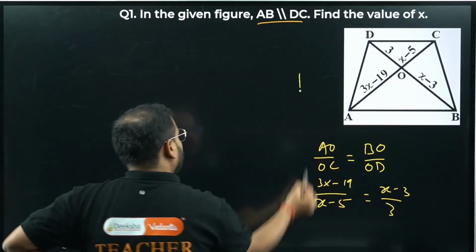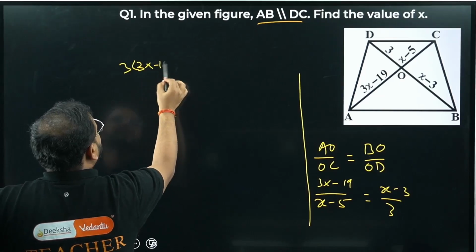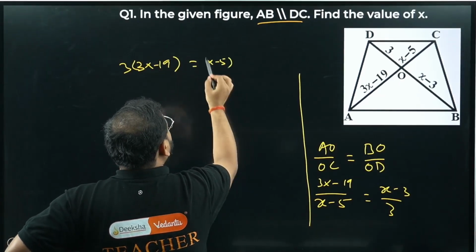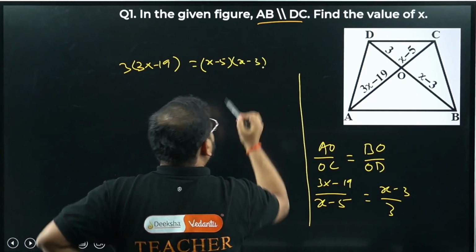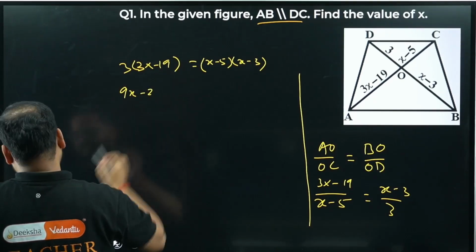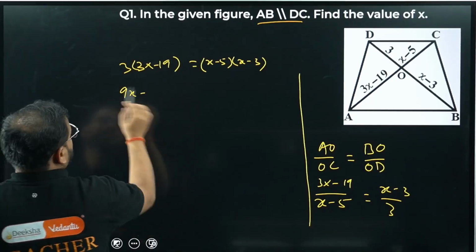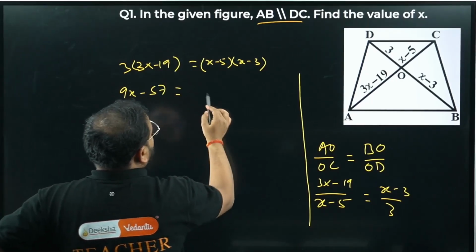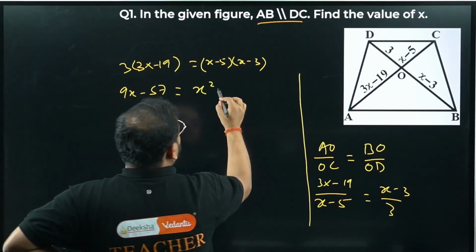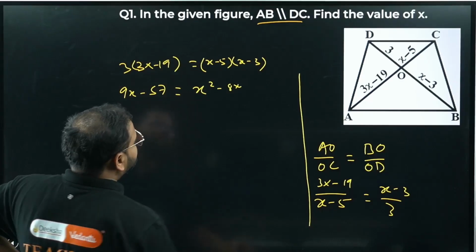Cross multiply, sir. 3 times 3x minus 19 equals x minus 5 times x minus 3. Clear? Check here. 9x minus 57, right? Now x square, minus 5x minus 3x is minus 8x, and that is going to be plus 15.